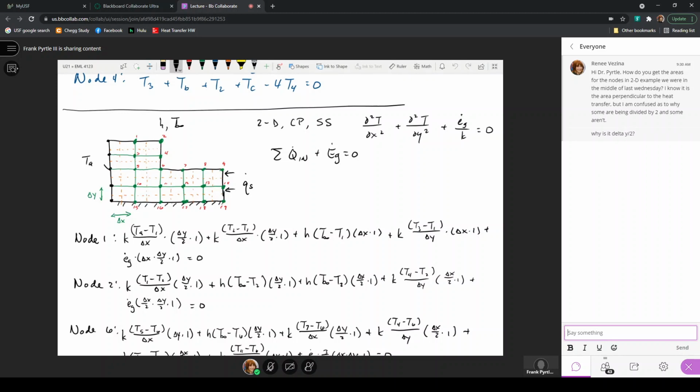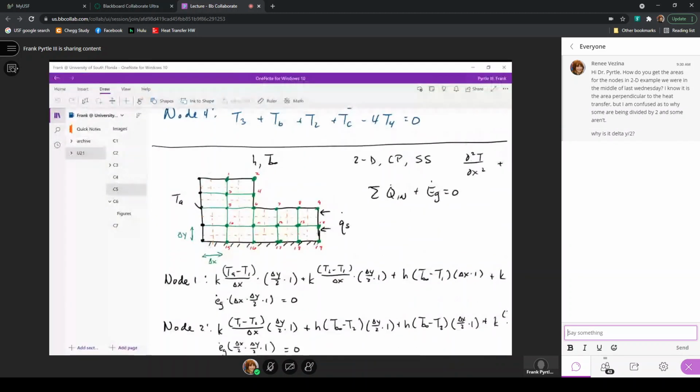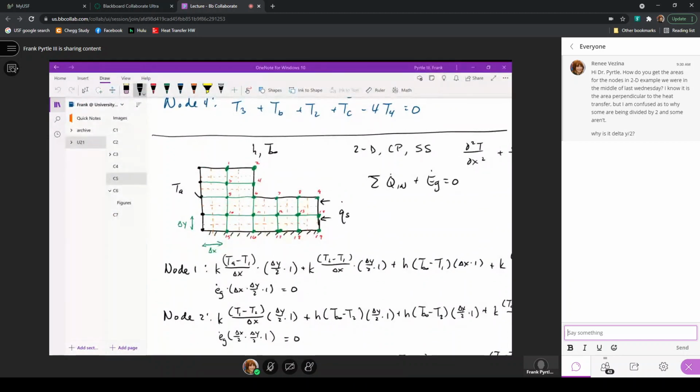So the last time I was writing expressions for some of the key nodes just to indicate how you would write the equations that are representative of those node equations.